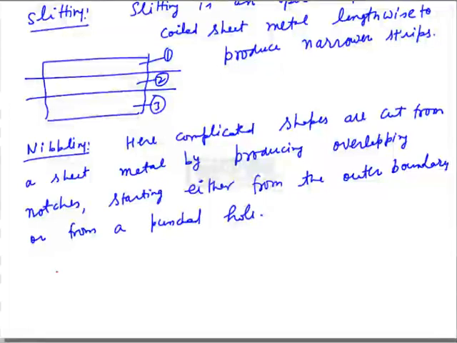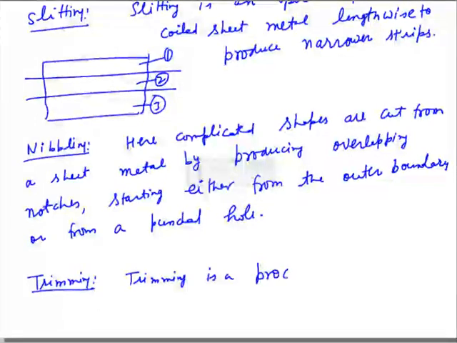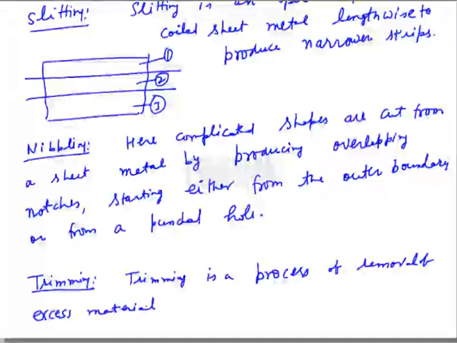And the last one is called trimming. So trimming is the operation of removal of excess material in a flange or flash. So trimming is a process of removal of excess material in a flange or flash.